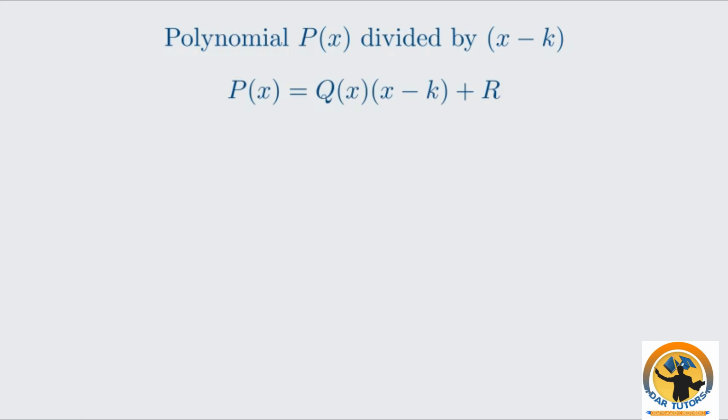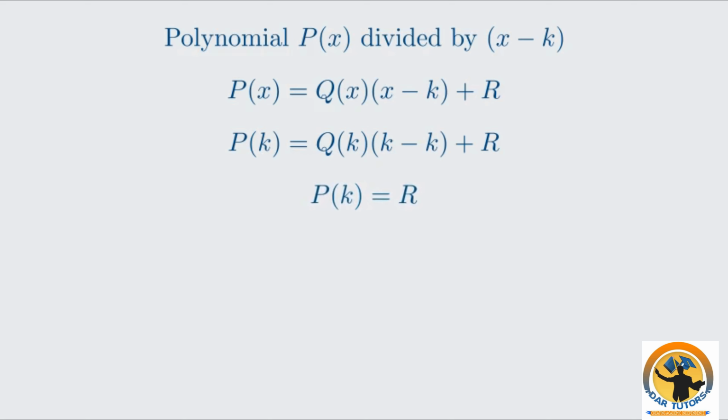Now, let's see what happens if we substitute x equals k into this equation. We get p of k equals q of k times k minus k plus r. Since k minus k is 0, the term q of k times 0 becomes 0. This simplifies to p of k equals r. This is the remainder theorem.